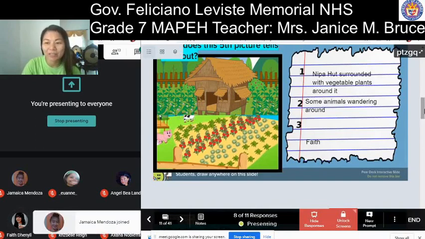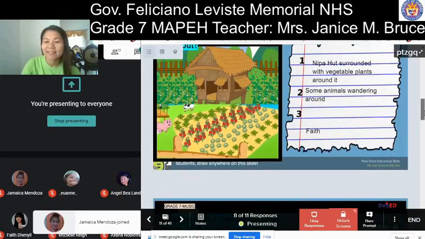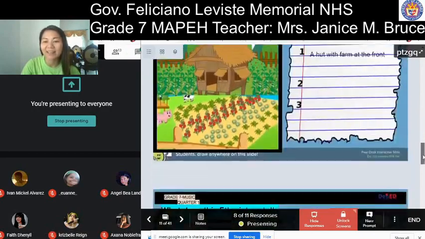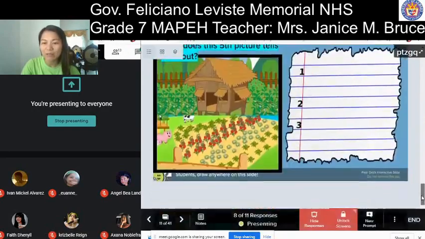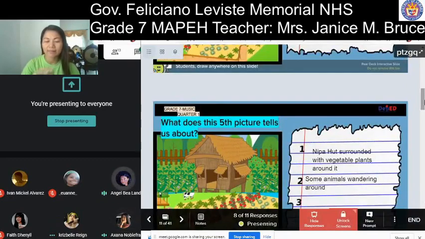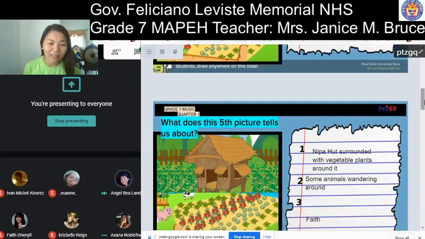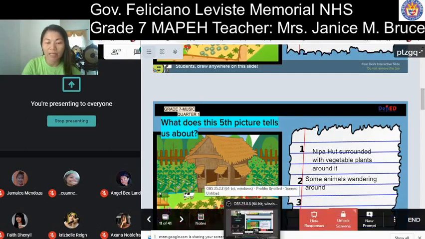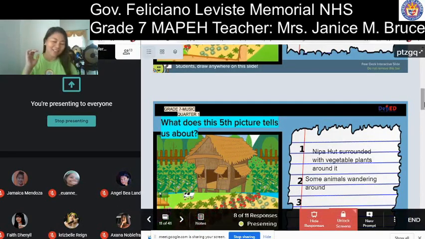Okay, thank you for that answer. A cow and a pig in the garden. All right, so what does this one remind you of? Bea, go ahead and answer. It reminds me of the song Bahay Kubo. Okay, it reminds us of the song Bahay Kubo. All right, so there you go. Well, that's the correct answer.